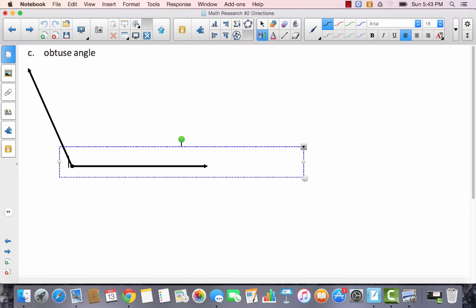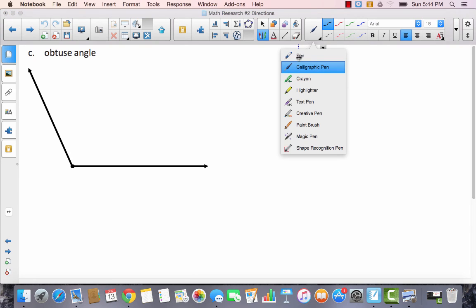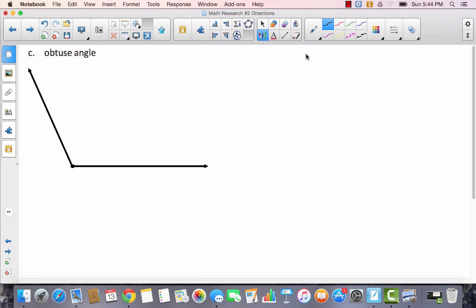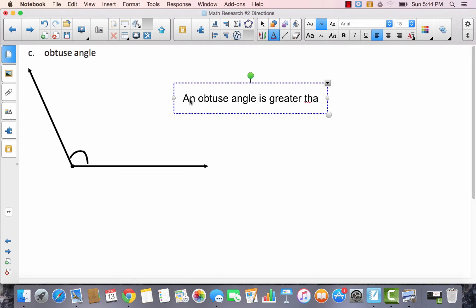Maybe, maybe not. Having pen issues. Pen. Okay, so here's our arc. And now we have to create an explanation of the characteristics of an obtuse angle. So I'm going to say an obtuse angle is greater than a right angle. So remember, today's lesson was all about obtuse, acute, and right angles. If you forget which one is which, you can always come back and look at your journal.